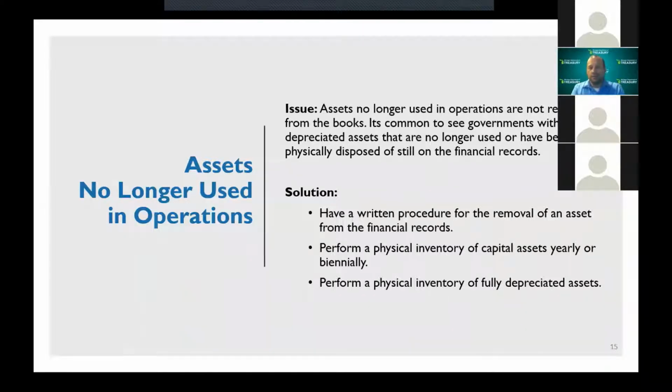Having written procedures for the removal of assets is a good idea. Perform a physical inventory of capital assets yearly or biannually to identify assets that have been removed. Or you could perform a physical inventory of fully depreciated assets. That's an audit procedure that we use when we're looking for assets that may need to be removed from the books. So those are just some ideas to help with that issue.